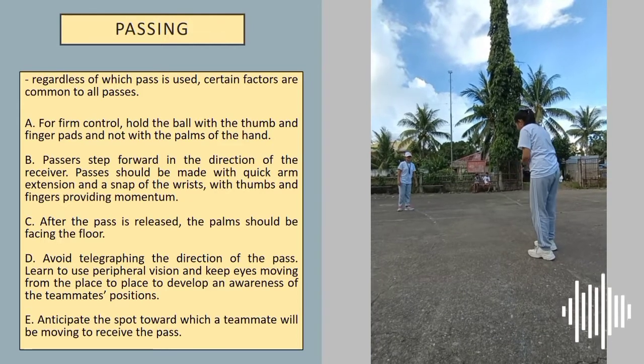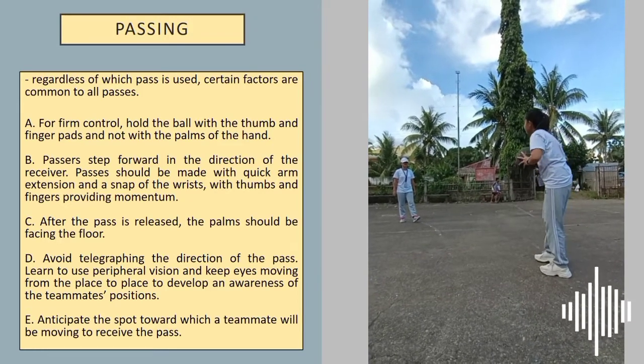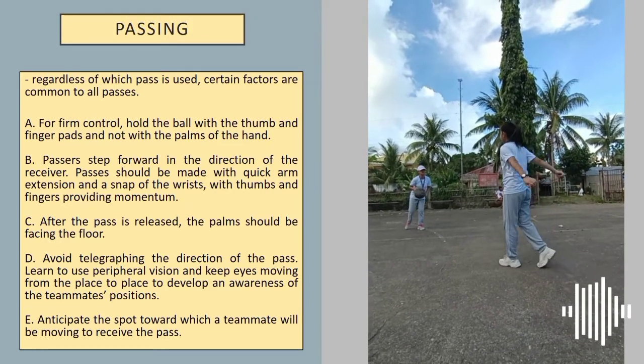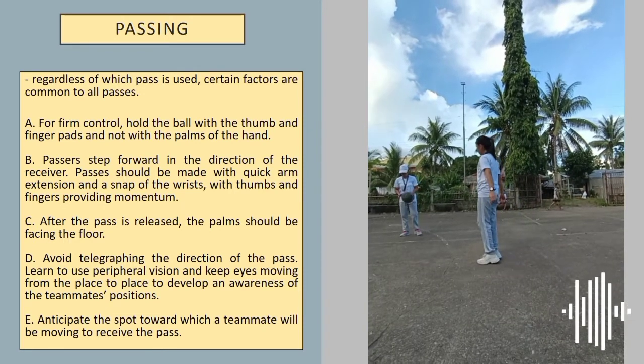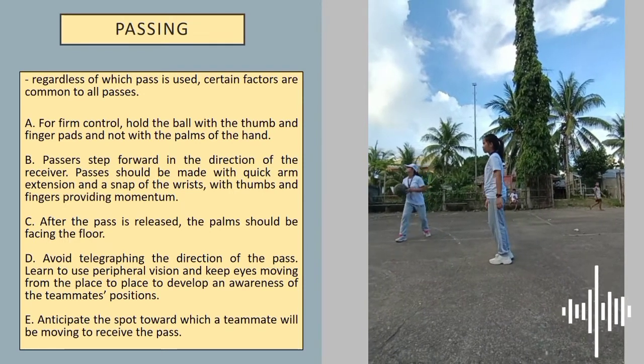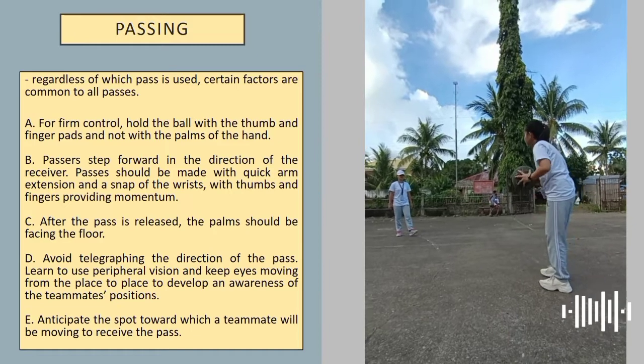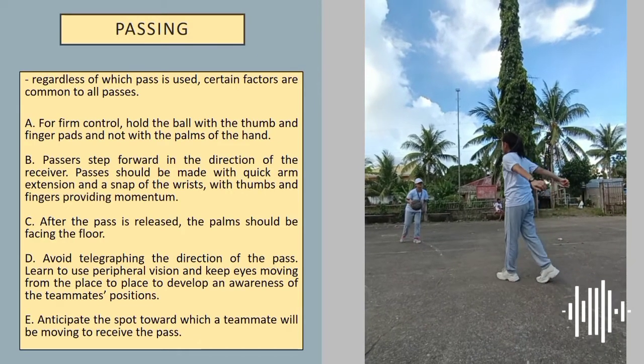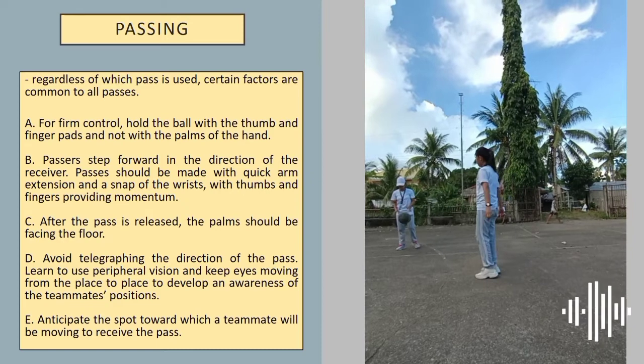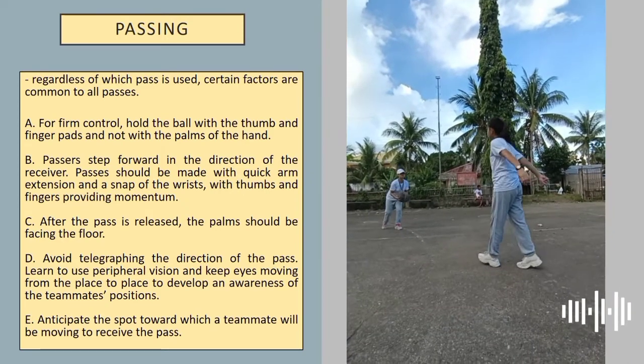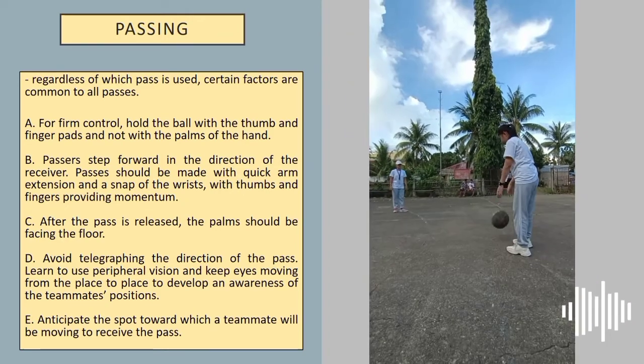Fourth, avoid telegraphing the direction of the pass. Learn to use peripheral vision and keep eyes moving from place to place to develop an awareness of the teammates' positions. And lastly, anticipate the spot toward which a teammate will be moving to receive the pass.